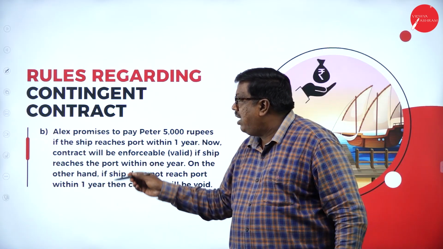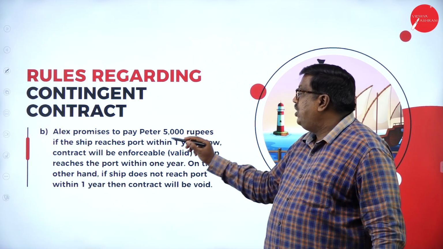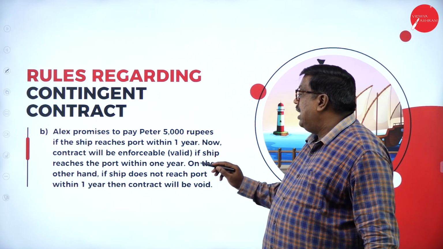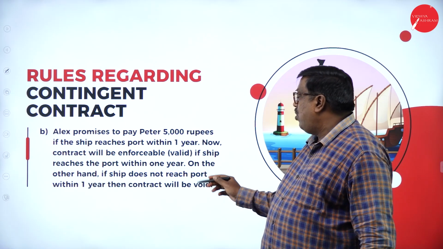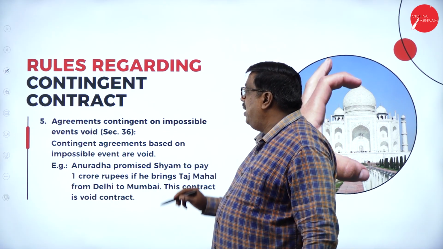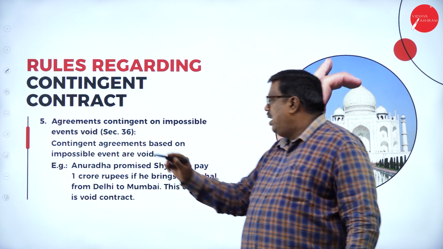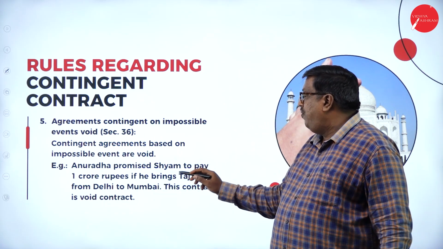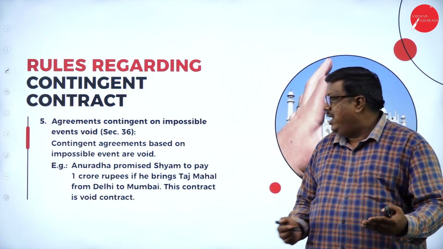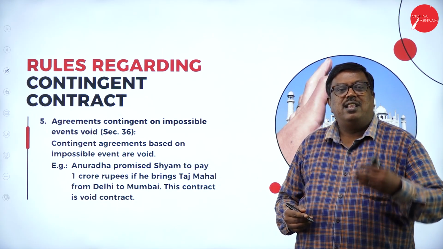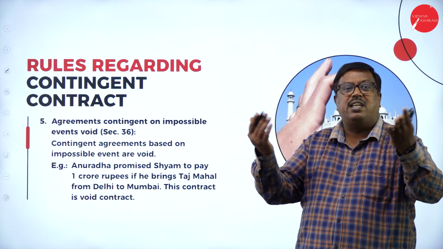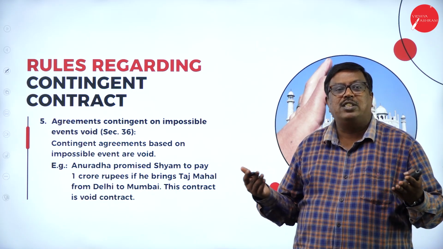Rules regarding contingent contract. Alex promises to pay Peter 5,000 if the ship reaches within 1 year. Now the contract will be enforceable and valid if the ship reaches the port within 1 year. On the other hand, if the ship does not reach within 1 year, then the contract is void. This is a concept we have here. Agreements contingent on impossible events are void. Anuradha promised Shyam to pay 1 crore rupees if he brings the Taj Mahal from Delhi to Mumbai. Anuradha is making a contract with Shyam, saying that the Taj Mahal we have in Agra, you just bring that into Mumbai, and I'll pay you 10 crores immediately. It is not possible. It is an impossible event.